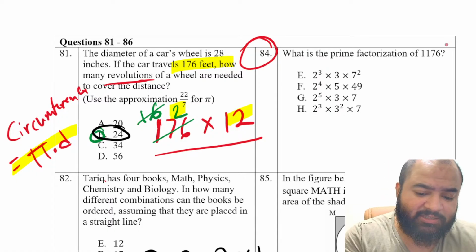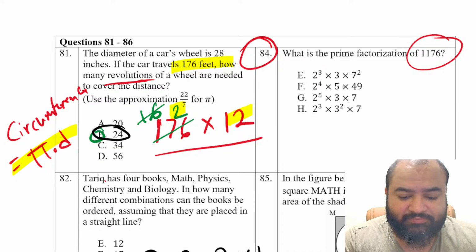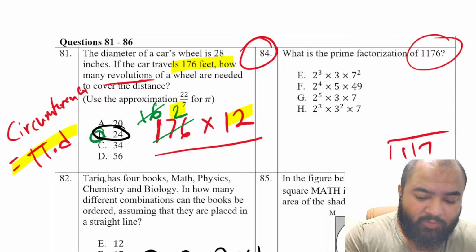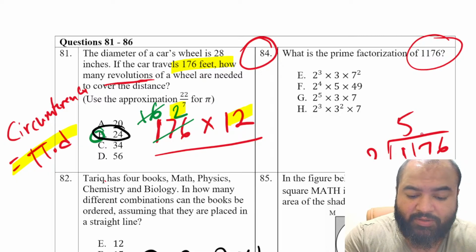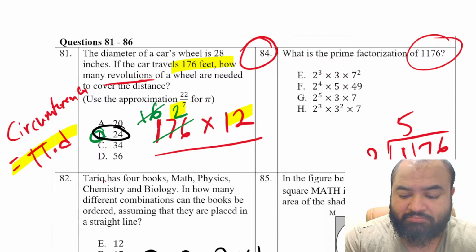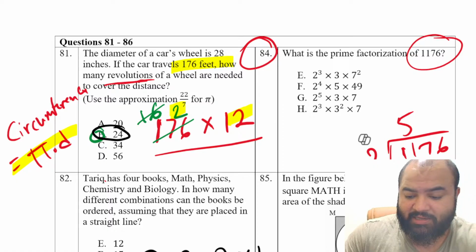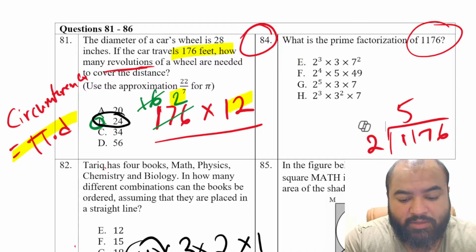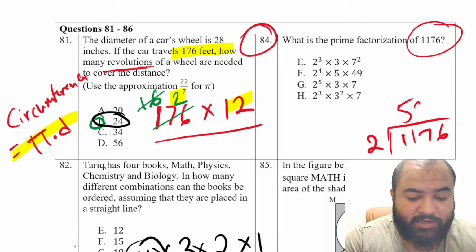Okay, now 84, what is the prime factorization? Yeah, you can do cake method. Yes. You could do other stuff, but cake is like, 176. You can start dividing by 2. So you get 5 times 2. Can you guys see it? So 5 times 2, 10. So that's 17. Then 8 times 2, 16.